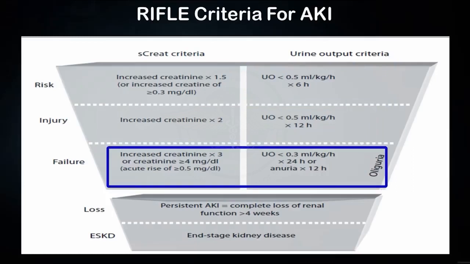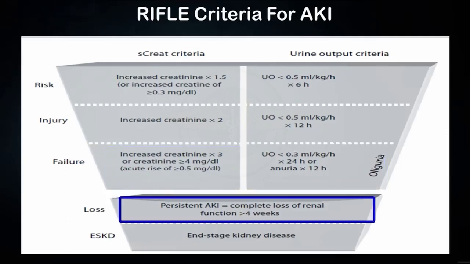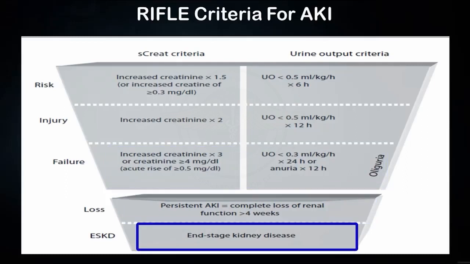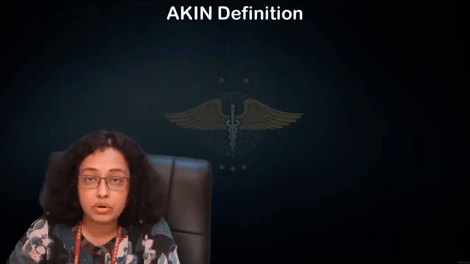Failure meant a rise in creatinine up to 3 times, or an absolute creatinine of more than or equal to 4 milligram per deciliter with an acute rise of at least 0.5 milligram per deciliter, with or without a decline in urine output to less than 0.3 ml per kg per hour for at least 24 hours, or anuria for 12 hours. And finally, it progressed to loss when there was a complete loss of renal function for at least 4 weeks. And we know that AKI, acute renal failure, can progress to end-stage kidney disease finally. However, it had some problems.